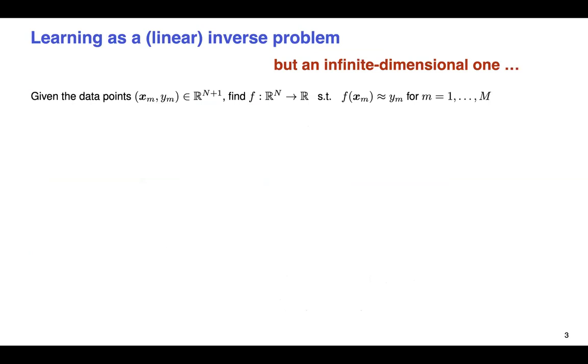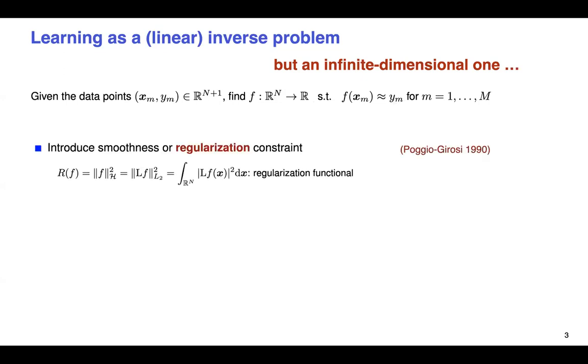Okay, so that's inverse problems, but in fact, learning is also a linear inverse problem, but an infinite dimensional one. And here the situation is similar. You're given a series of data points. So X are some data points, and Y is some outcome that you associate to a given pattern. Now you want to find a function that goes from Rn to R, such that the function applied to your data point gives you your predictor Ym. And again, this is an ill-posed problem in principle.